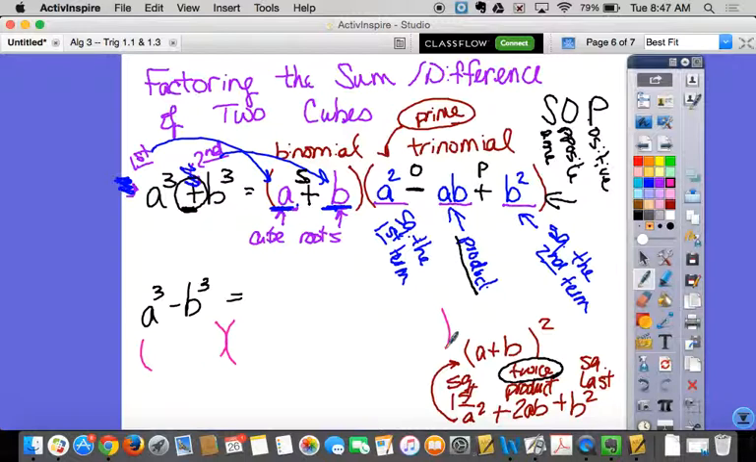Do your terms first. Cube roots, a, b. Now go in and put your three terms. Take the first and square it. Do the product. Take the second and square it. Then do your signs. So same sign, opposite sign, always positive.